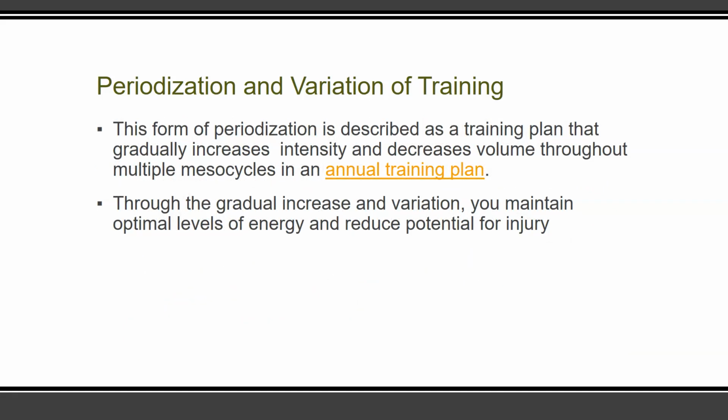What I just looked at, this form of periodization, is described as a training plan that gradually increases intensity and decreases volume throughout multiple mesocycles in an annual training plan. So here's the key thing. As you're gradually increasing the tension or the resistance that you're giving the patient to do, you decrease the volume throughout the cycle. You start off at a particular weight, at a certain amount of exercise reps and sets. As you continue through your cycles and the weight gets heavier and heavier, then you decrease the volume.